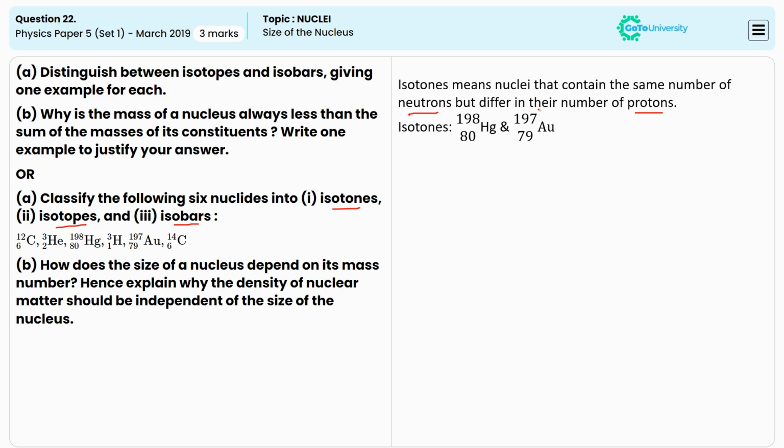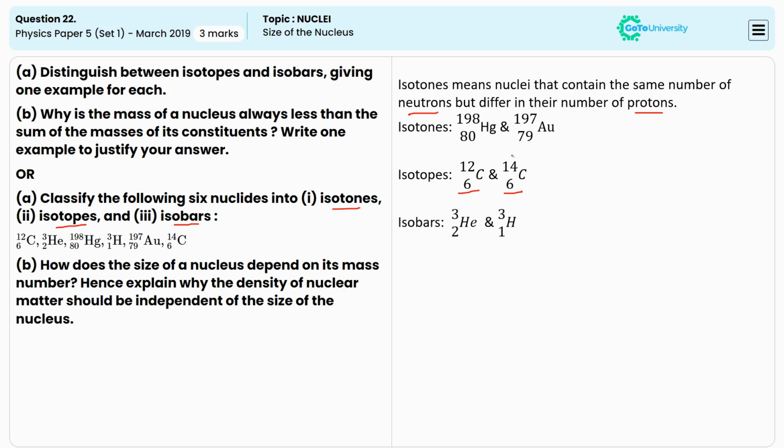Coming to the isotopes, the atomic number is the same. That is what we call isotopes. Example, for carbon, also the atomic number is the same. 6 is the atomic number, but this is carbon 12 and this is carbon 14.